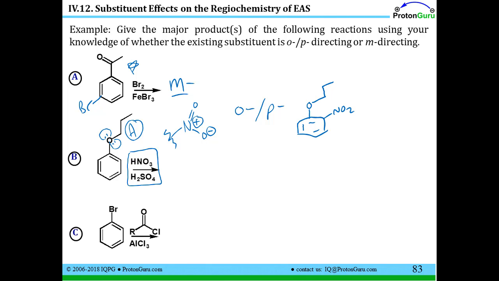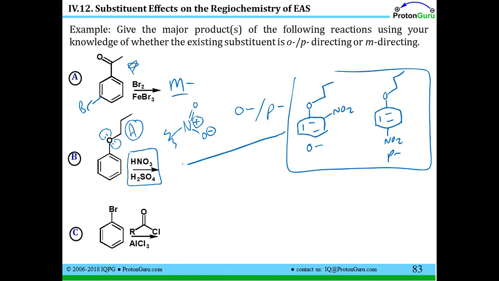So one of our products should be the nitro group ortho to that existing group. So I'll just redraw that existing group and put the NO2 group on there. Now another of the products should be the para product. So we already have this group, 1, 2, 3. We put the nitro group on here. We would expect a mixture of these two products for reaction B.